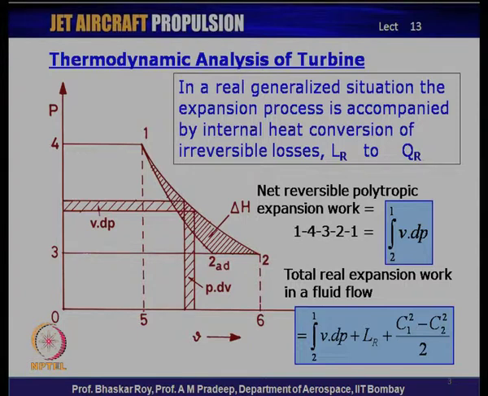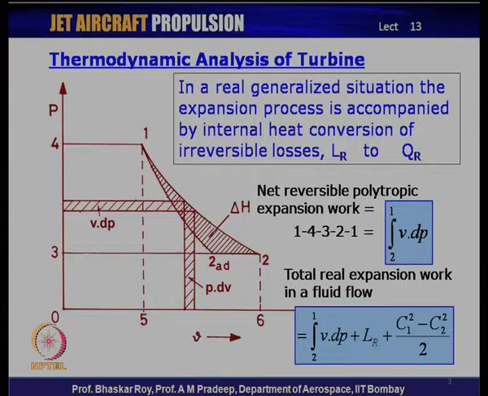Now, the net reversible polytropic expansion work we can say is given by 1 4 3 2 1. So, this is the area that you would normally be using for figuring out from the PV diagram what could possibly be the reversible polytropic expansion work.